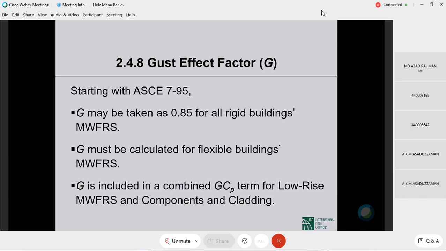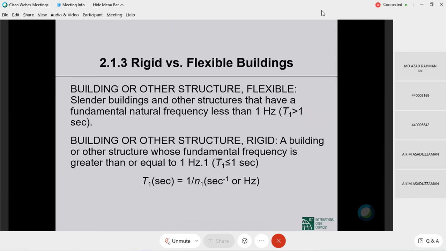Okay. So rigid buildings, flexible buildings. So far we have talked about what those are, and that will change right now. So what is a rigid building? What is a flexible building? The definitions are all in section 2.13 of BNBC 2020.